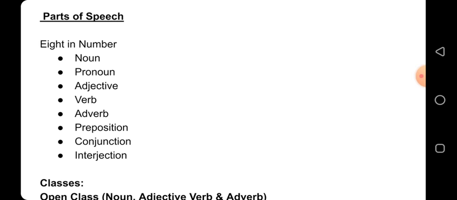Now our last part of speech, that is interjection, and it's quite an easy one among all the parts of speech, so we'll not take that much time in discussing this one here.